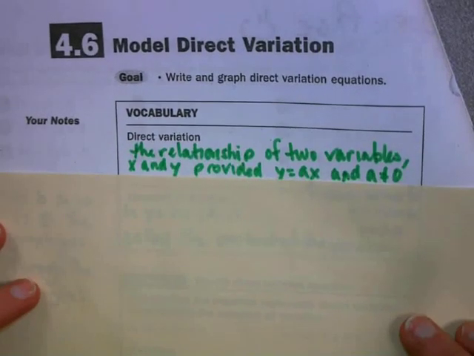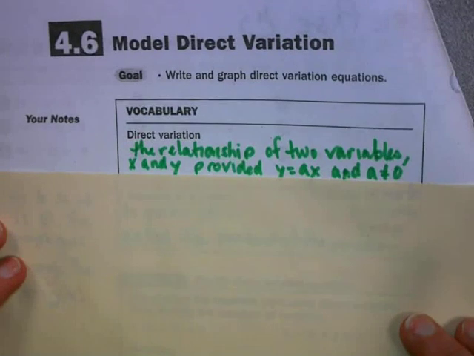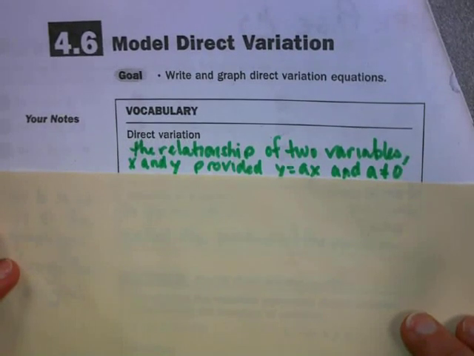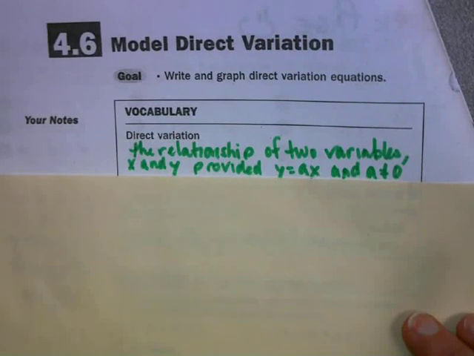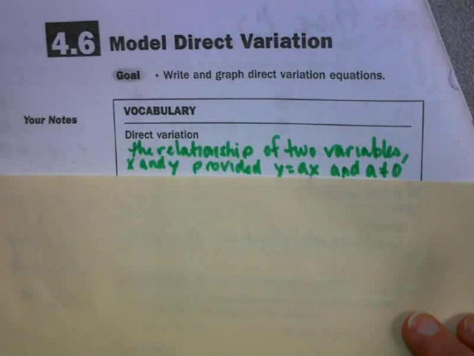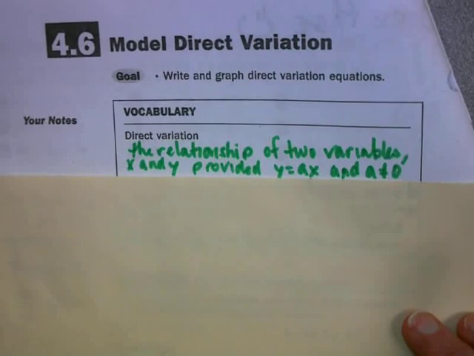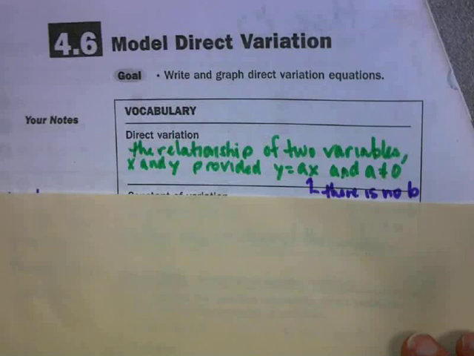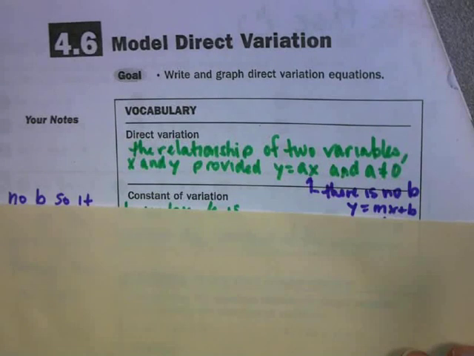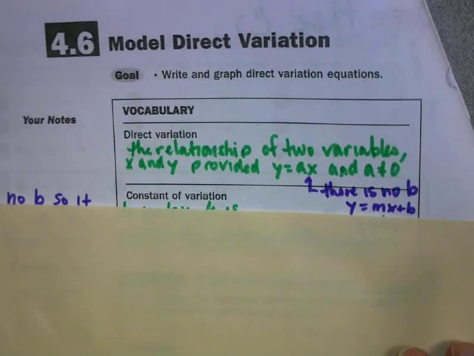It means that there's a relationship of two variables, and they are x and y, or they could be whatever variables, but we use x and y when we're graphing, provided that y equals a times x, and a can't be 0. Now this is kind of like slope-intercept form, but now there's an a there instead of the m, but it means the same thing. They just changed m to a because it's called something new. It's called direct variation. So here's my y equals mx plus b model, my slope-intercept form, and you notice in y equals ax there is no b.